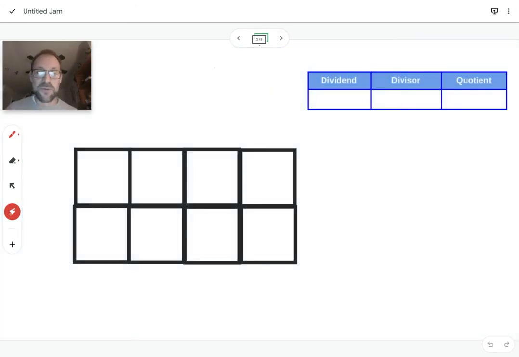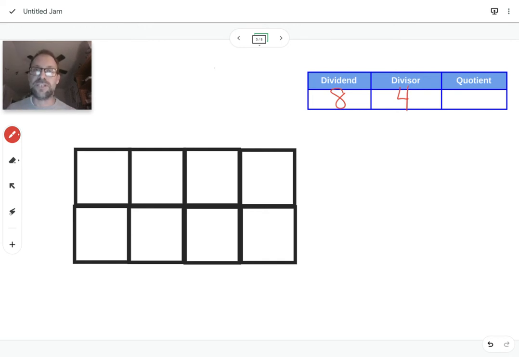Now, if we start with the same amount, 8 again, what's that called? You're right. It's called the dividend. Our dividend is 8. Now, what if we chose a different divisor? What if instead of wanting to make 2 groups, what if we wanted to make 4 groups? So what if our divisor was 4?